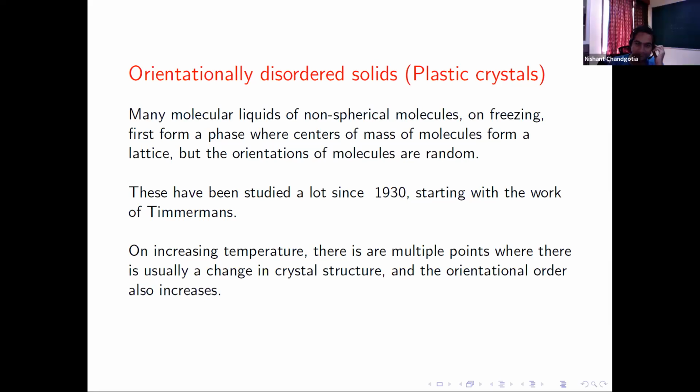Thank you. On increasing the temperature, there are multiple points where usually there is a change in crystal structure and orientational structure. So typical everyday materials like nitrogen gas or methane gas show multiple phase transitions. They don't show solid to liquid to gas. They show multiple solid phases, plastic solid phases. So this question is not an esoteric question. It is a question of everyday life and of importance. Of course, these are low temperature phases, but they are there.